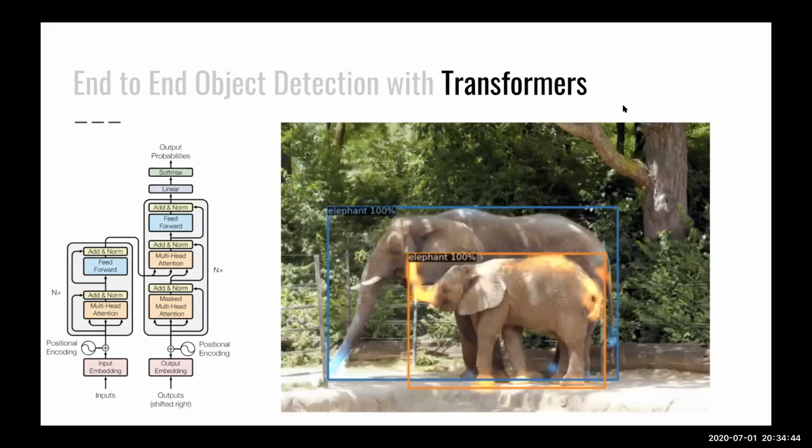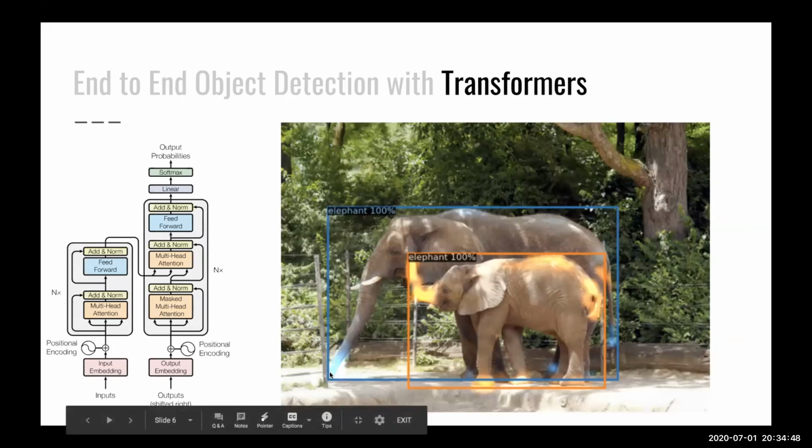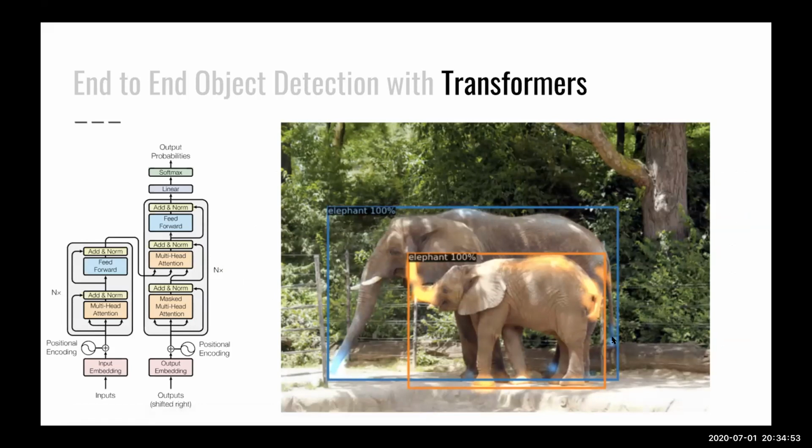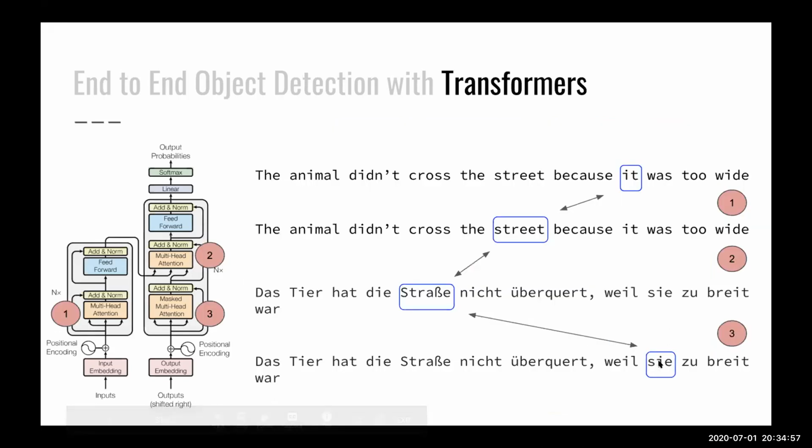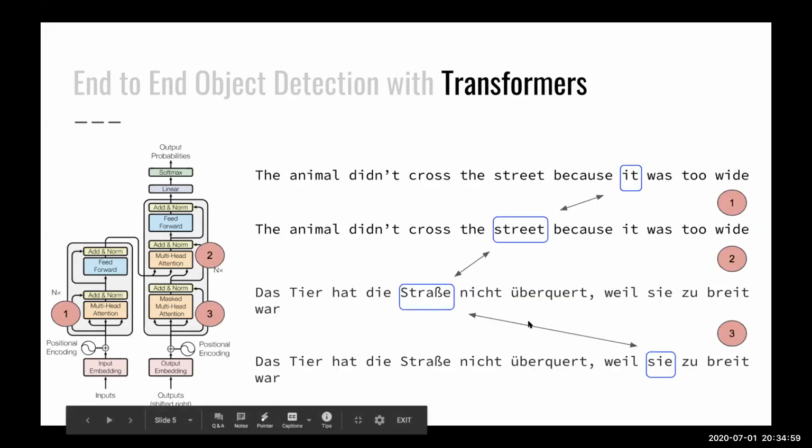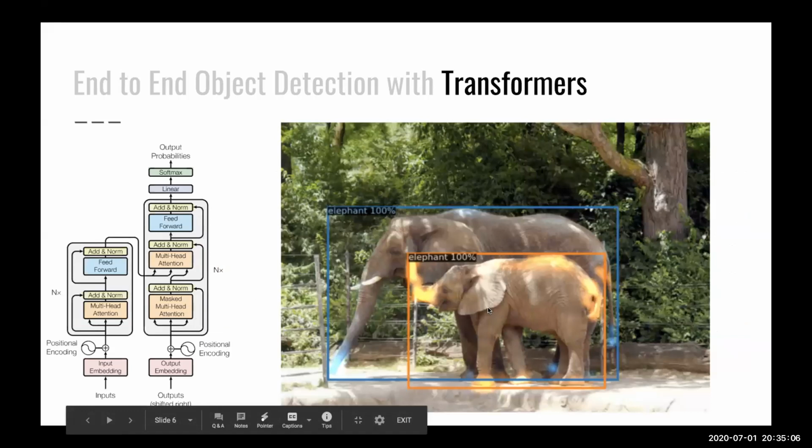So it makes sense to try to use transformers in images as well. So you would say that this pixel over here is somehow related to this pixel over here because they belong to the same object, in the same way that this word and this word are related because they actually refer to the same thing. And we're going to go into detail how these transformers actually work a little bit later.